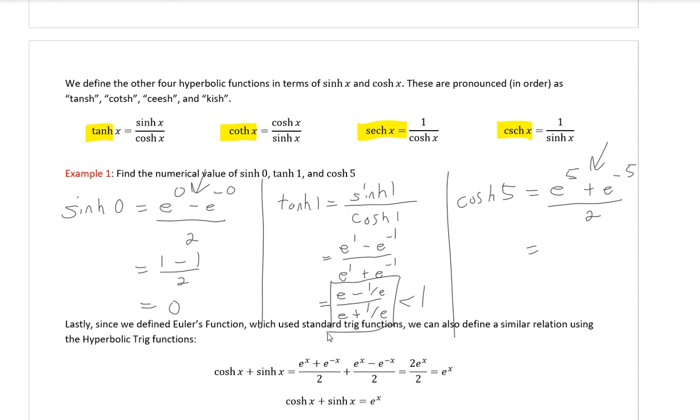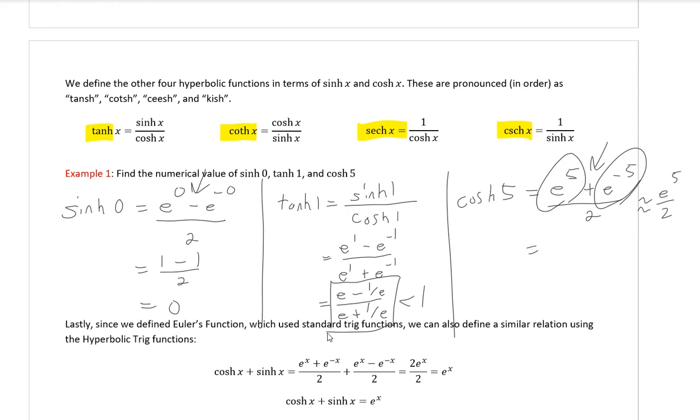So we can solve for these, although this is going to be a rather large number, because e to the 5 is going to be very large, e to the negative 5 is going to be very small. So this is going to get pretty close. It's going to be more or less the same as e to the 5 over 2. It's not going to be too much different from that. And we can even prove it.